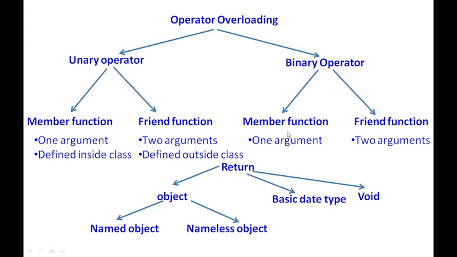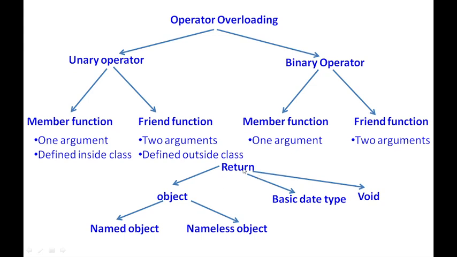And for a binary operator, actually the member function needs one argument, and the friend function takes two arguments. So what has been mentioned here is not the correct one. For a unary operator, a member function takes 0 arguments, whereas a friend function takes 1 argument. Whereas for a binary operator, the member function takes 1 and the friend takes 2. So we just add 1. So here 0, 1, 1, 2.